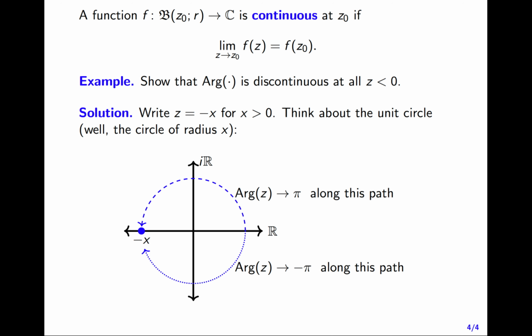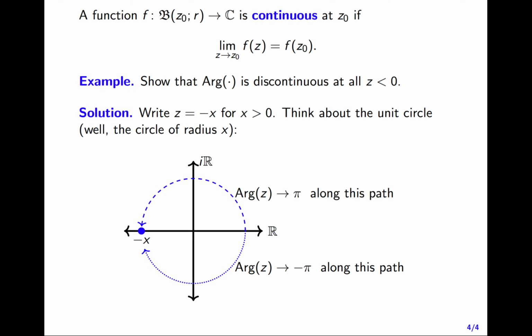But let's go another path. Let's go along the lower half plane. So we'll start from the positive real axis, and we'll go clockwise now along this dashed blue path. If I go along this dashed blue path, I will still reach minus x, but now the principal argument is going to approach minus pi. So we start on the positive real axis at 0 radians, we go clockwise along the dotted blue path, and when you go clockwise around the circle, your argument starts to approach minus pi as you get over to the negative real axis.